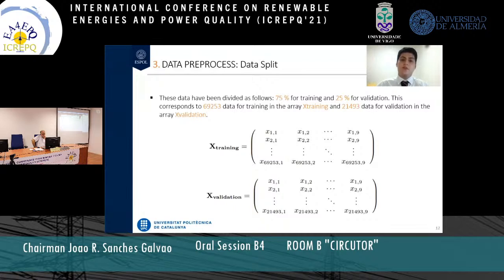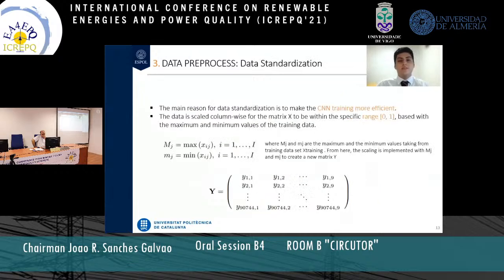In the data split process, the previous matrix X is divided as follows: 75% for training and 25% for validation. This corresponds to 69,253 rows for training and 21,493 for validation. The data standardization process reduces the time for training, making the training more efficient. The data is scaled column-wise for the matrix X to be within a specific range from 0 to 1, based on the maximum and minimum values of the training data.